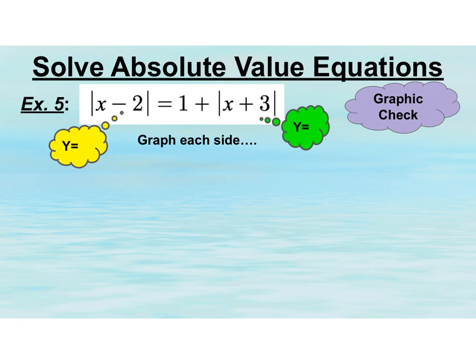Let's take a look at why this works, and we're going to do a graphic check. So we're going to graph each side. This is y equals this equation, and y equals that equation. We'll graph them each separately as a system, and then see where they intersect.